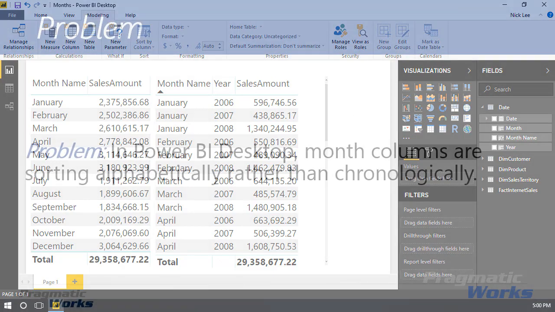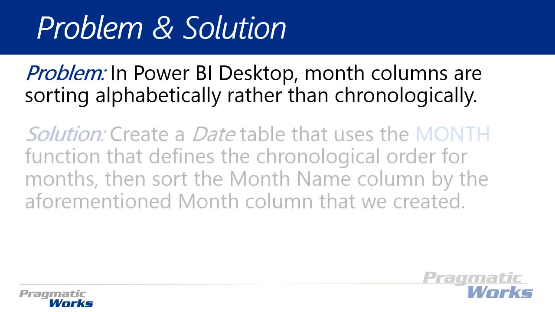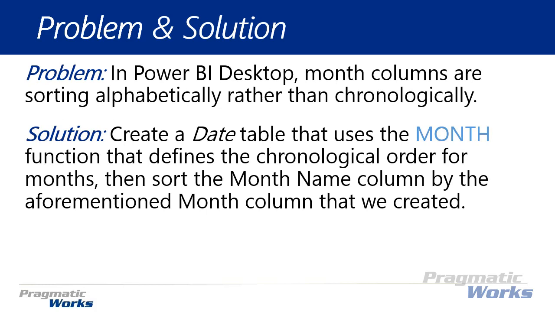Just a little recap on what our problem was: within Power BI Desktop, our month columns are sorting alphabetically rather than chronologically. What we did to fix this is we created a date table that uses the month function, which defines the chronological order for months. Then we sorted the month name column by the aforementioned month column that we created. That numbered each month 1 through 12, and we were able to sort it chronologically.